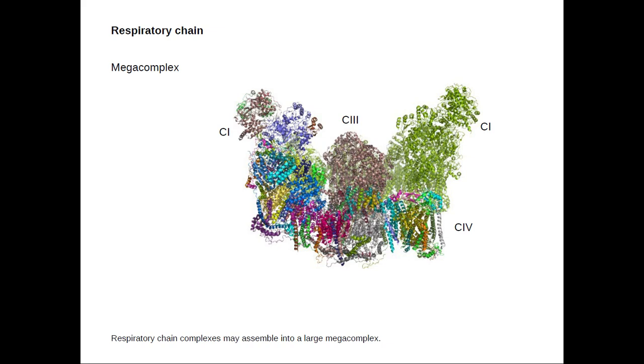If you like, you can go to the Protein Data Bank where you can find this structure. I don't know the code at the moment, but I think it's quite easy to find as respiratory chain megacomplex or electron transport chain megacomplex. And there is a quite recent three-dimensional structure determined by cryo-electron microscopy.